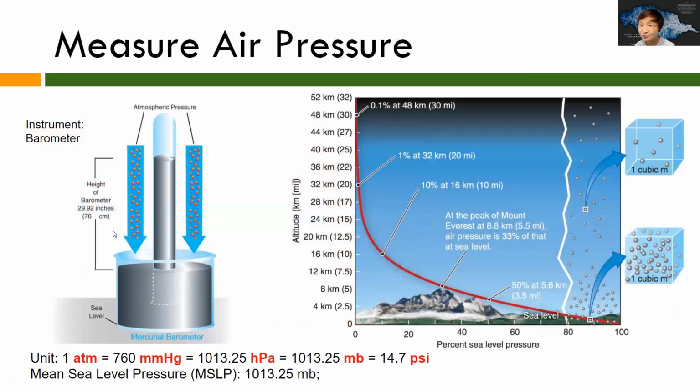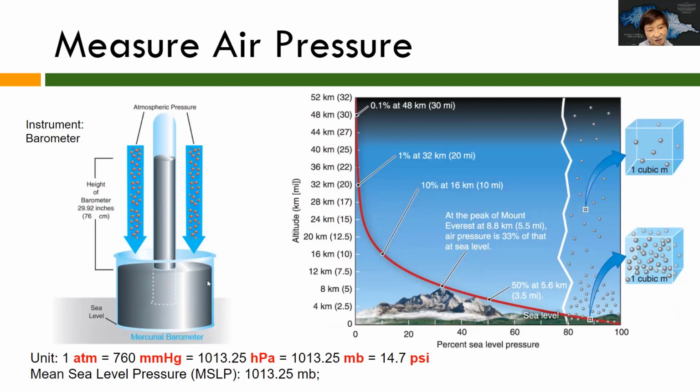Okay, so then we need to measure air pressure, right? Okay, how to measure that? This is the very first instrument to measure it. We call that a barometer. So that is why, when we measure air pressure, we use the unit bars, okay, bar, or many other units, but bar is one of them. Okay, so you can see how it works.